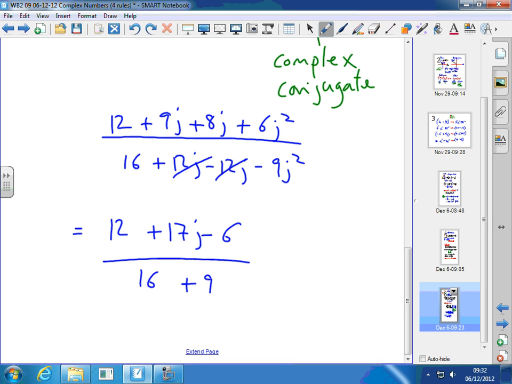12j minus 12j, 0. And that's the whole point of doing it, so that those disappear. Okay? By multiplying by the complex conjugate, they disappear always. If they don't, you've made a mistake.